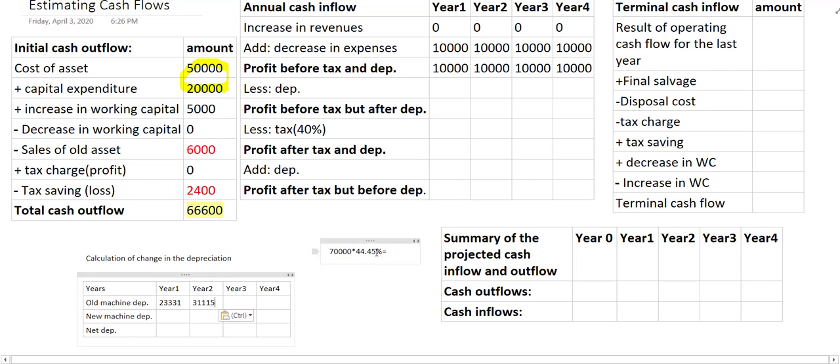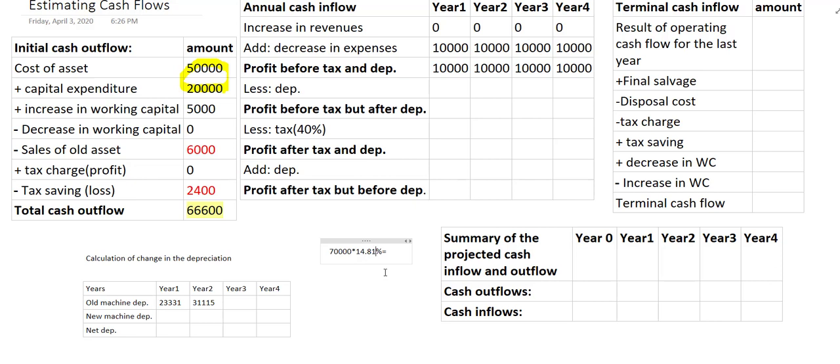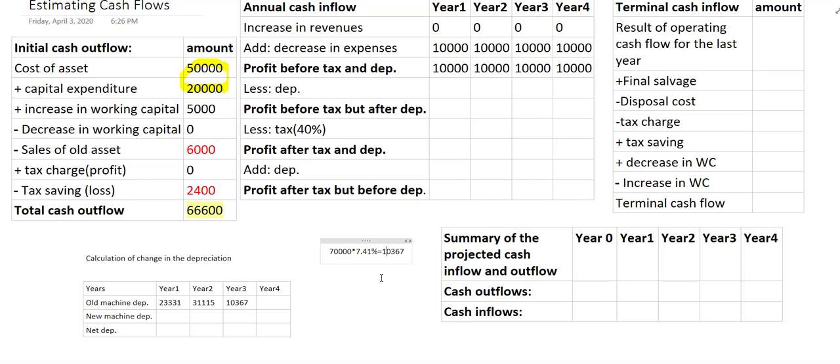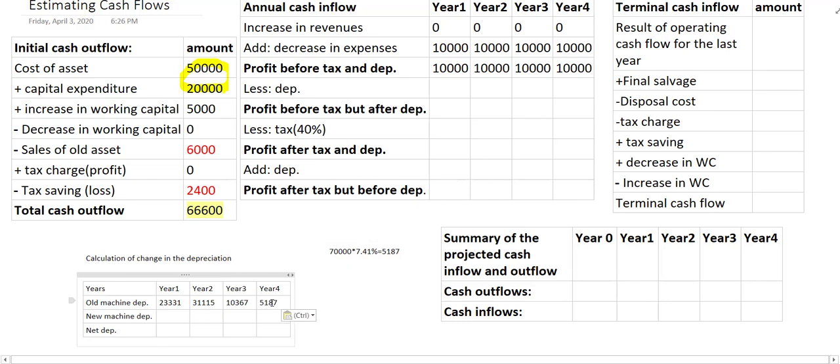For the next year, the depreciation charge was equal to how much? 14.81 percentage, right? And it is equal to this much. This is the amount of depreciation that we have to calculate, right? So take this amount and mention here for the next year. For the next year, how much is the depreciation? It is 7.41 percentage, which is equal to 5,100 something. So mention this one as the depreciation of the last year.